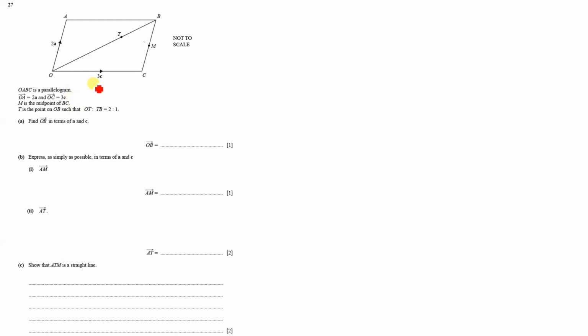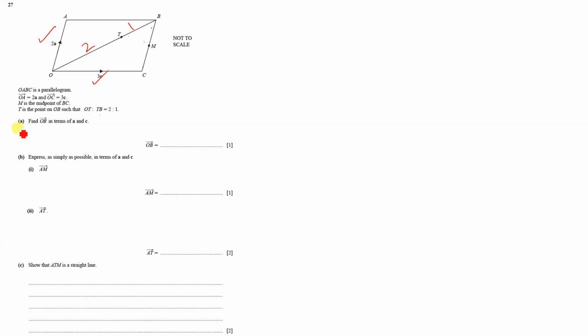Question number 27. So we have a parallelogram OABC, where the OA vector is given by 2a. This is the OA vector. The OC vector is 3c. M is the midpoint of BC. This is M. T is the point on OB such that the ratio OT to TB is 2:1. That is, TB is 1/3 of OB, or OT is 2/3 of OB.